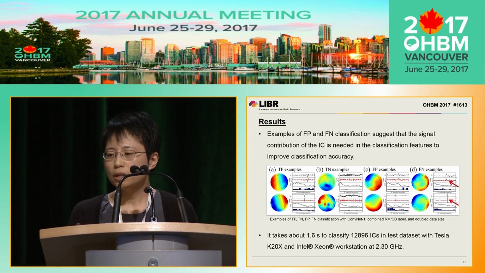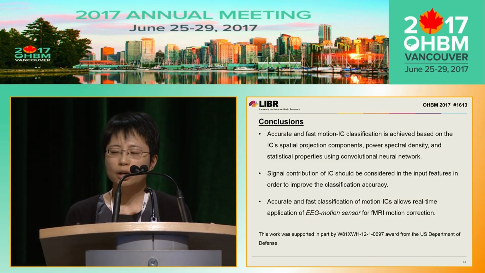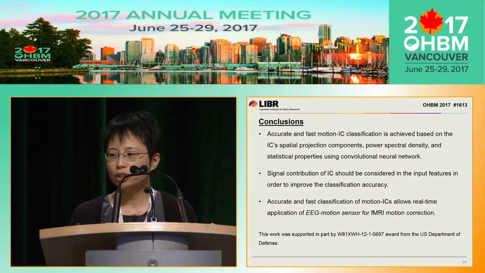Finally, it takes about 1.6 seconds to classify 12,000 ICs in the test data set. In conclusions, accurate and fast motion classification is achieved based on the IC spatial projection components, power spectrum, and statistical properties using the convolutional neural network.